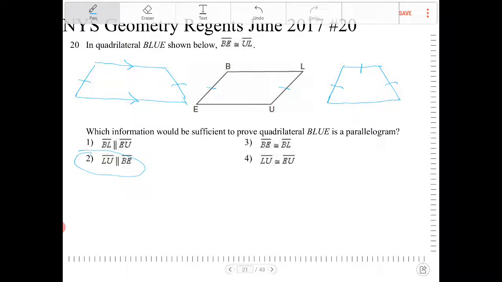LU being congruent to EU. And that is pretty much the same, right? They just have it reversed. So this is again an isosceles trapezoid kind of situation here. So the only one that works is option 2.